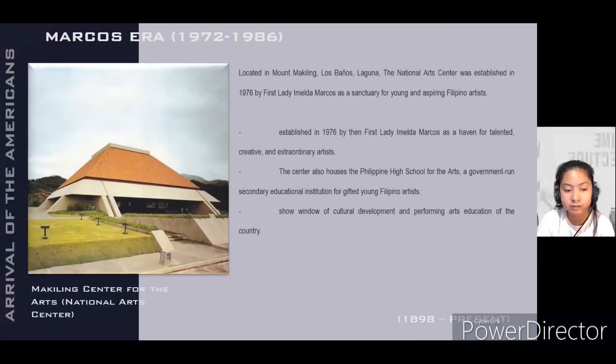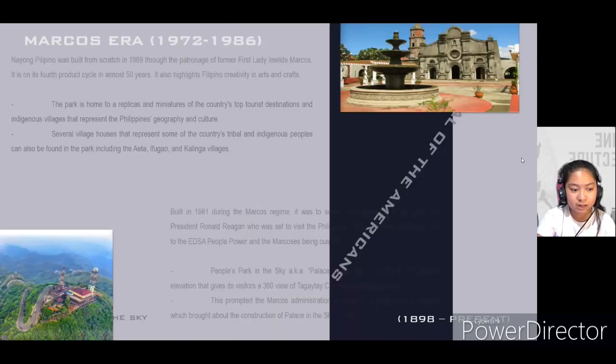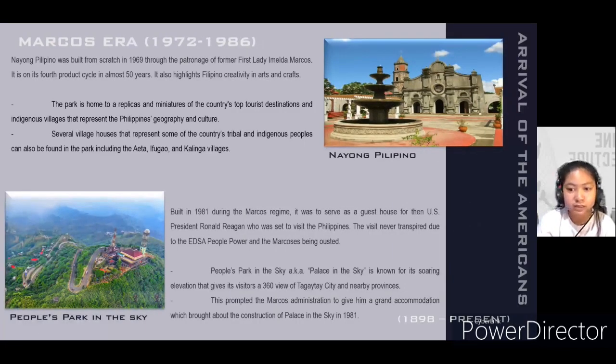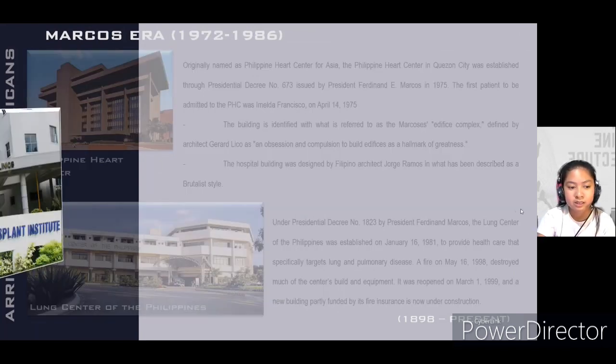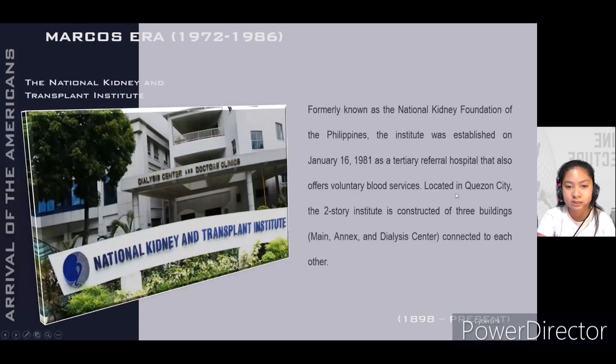And the Makiling Center for the Arts, or the National Arts Center, na-establish po noong 1976 by the First Lady Imelda Marcos, and this was for the young and aspiring artists na nakabase po sa lugar na iyon. And Nayong Pilipino at ang People's Park in the Sky, and also mga health centers po na ipinatayo sa administrasyong ito ay ang Philippine Heart Center and Lung Center of the Philippines, and the National Kidney and Transplant Institute.